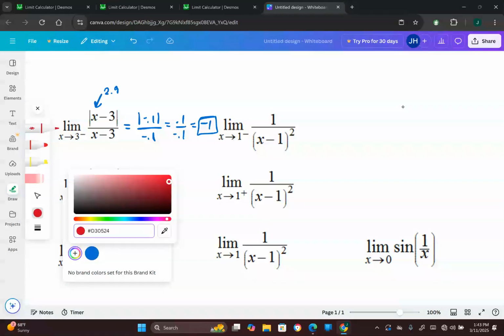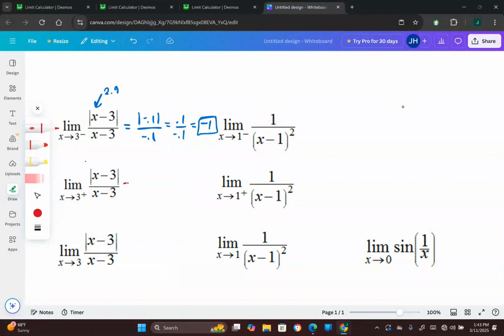Okay? Now, let's do it on the right-hand side. You saw that the limit approached 1 on the graph. Here's why. What's a good number to plug in that's just to the right of 3? Maybe we choose 3.1. 3.1 minus 3 is 0.1. Same thing top and bottom, except the top has an absolute value, which here doesn't really change anything. It makes it positive. It approaches +1.